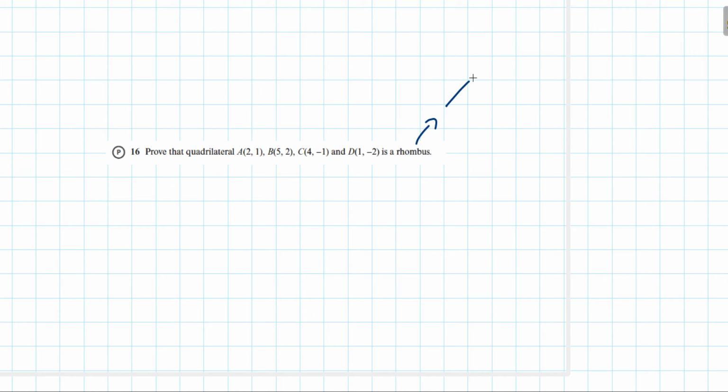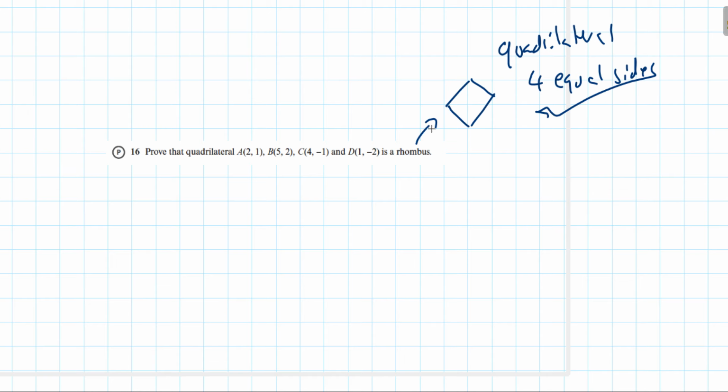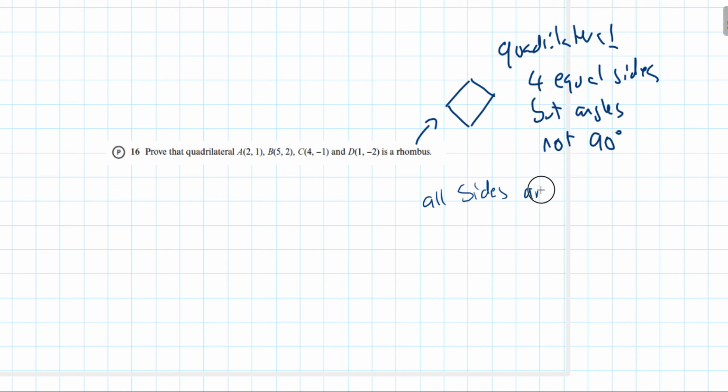So a rhombus is a four-sided shape, so it's a quadrilateral, and one of the key things it has is that it has four equal sides, but the angles are not 90 degrees. So that is what distinguishes a rhombus from, let's say, a square or a rectangle. So bearing that in mind, basically what we need to prove is that all sides are equal, and we need to prove that the angles are not 90 degrees.